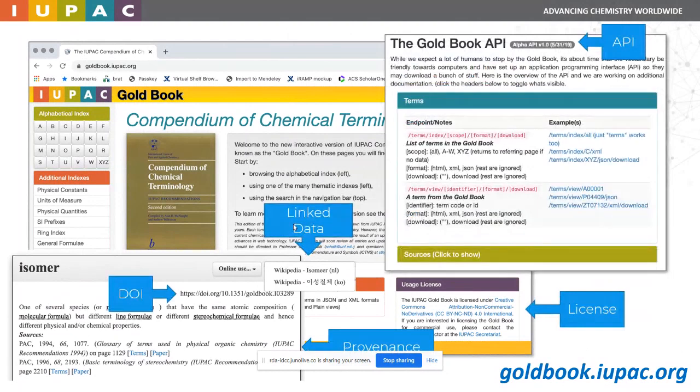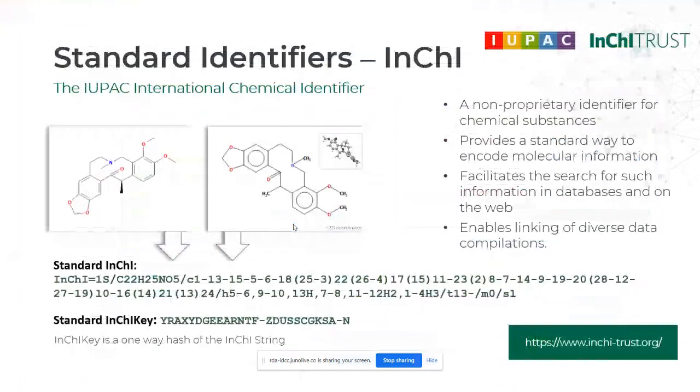And so we now have a version of this that has an API, a license, provenance, DOIs for the terms. It's being used to link data. Very much a FAIR asset in itself, as well as an asset that can help enable FAIR.